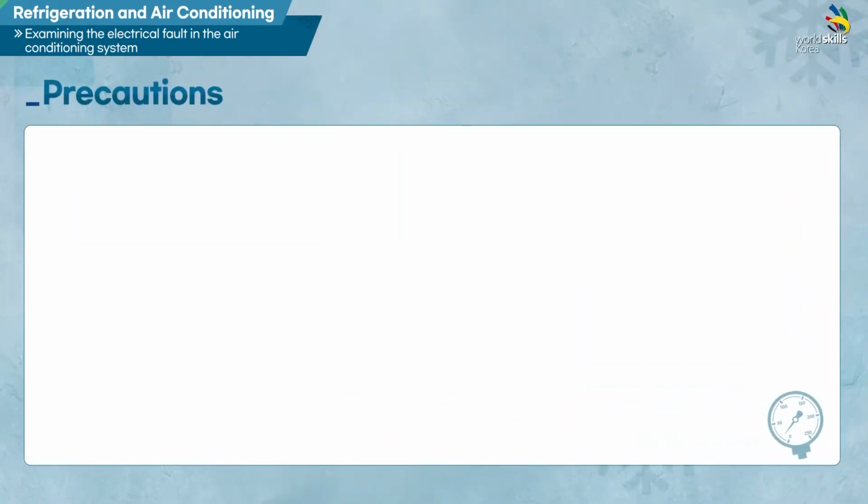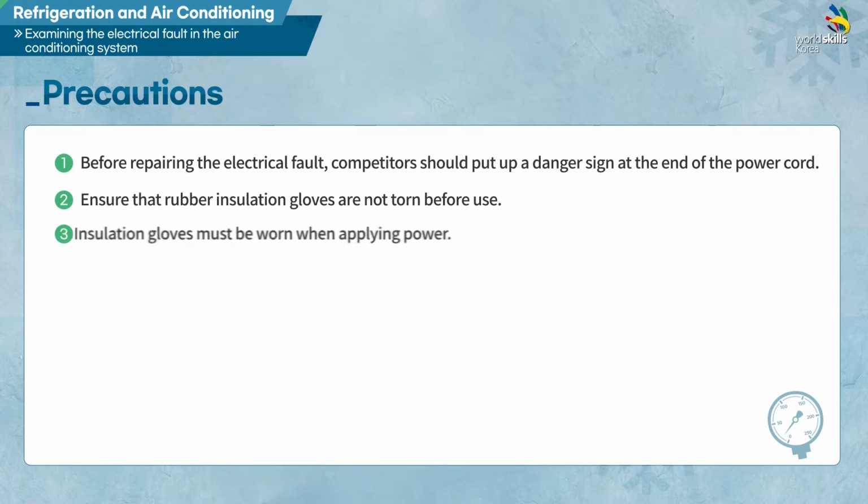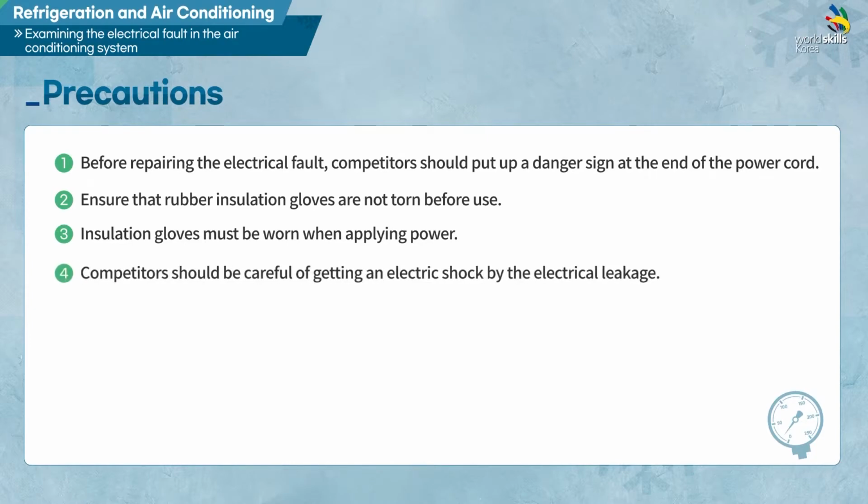These are precautions. First, before repairing the electrical fault, you should put up a danger sign at the end of the power cord. Second, ensure that rubber insulation gloves are not torn before use. Third, insulation gloves must be worn when applying power. Fourth, you should be careful of getting an electric shock by the electrical leakage.